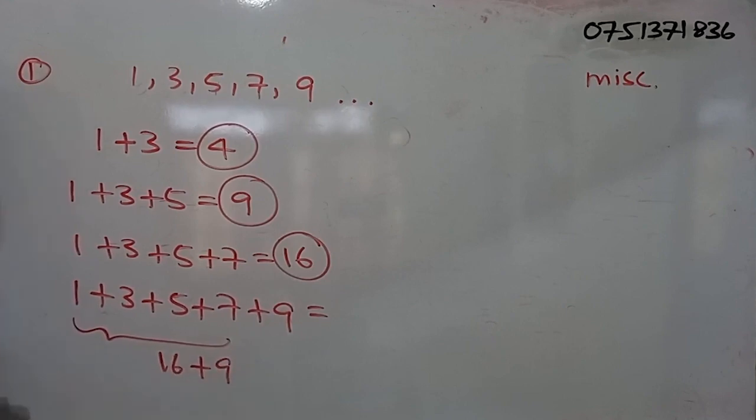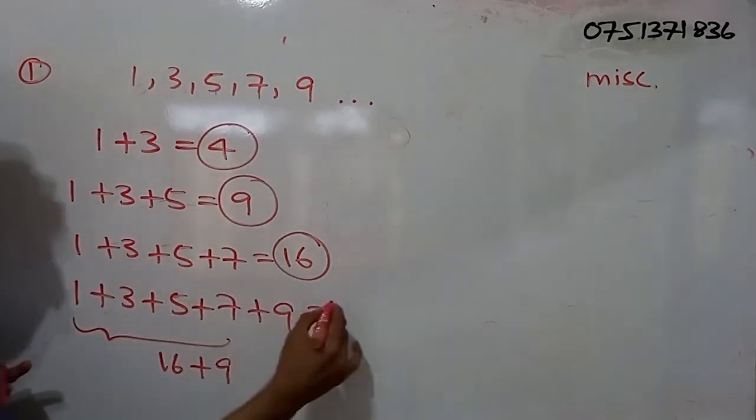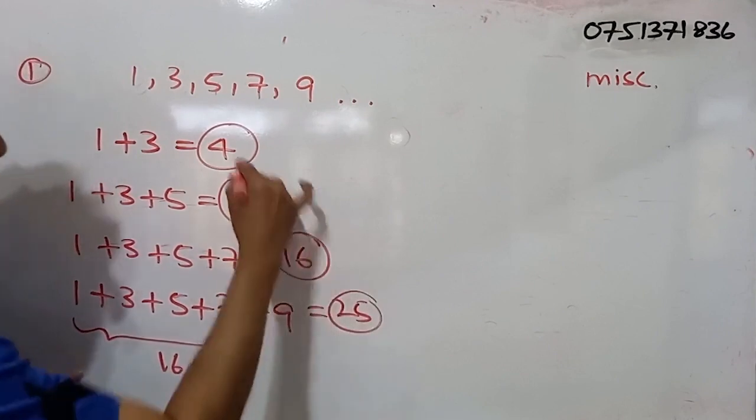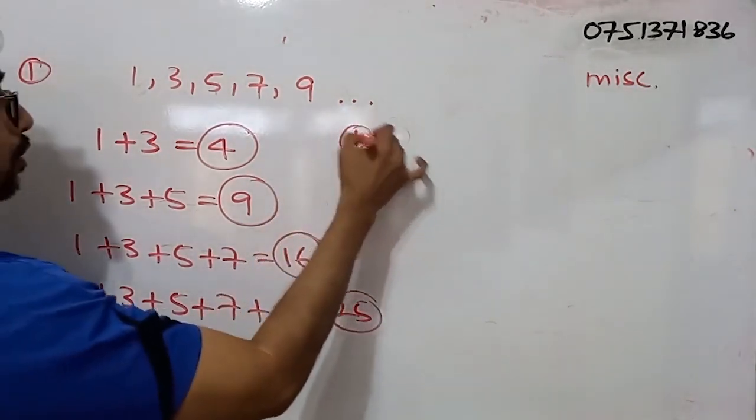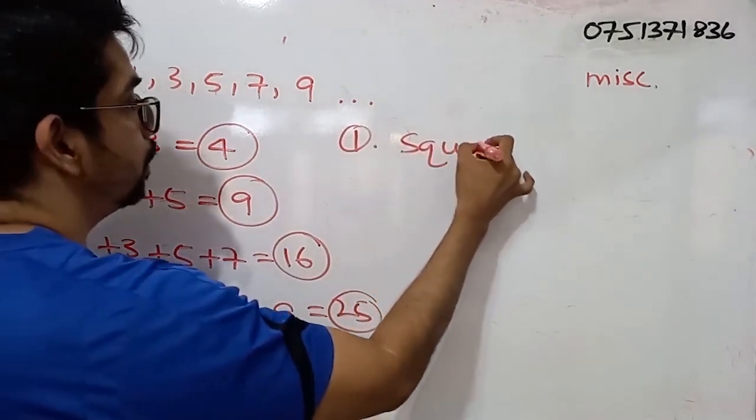If we add 9 to 16, we know that is 25. So these numbers are special, no? What are these numbers? Square numbers, no? What is the special name given to these numbers? So part 1, what are these? Square numbers.